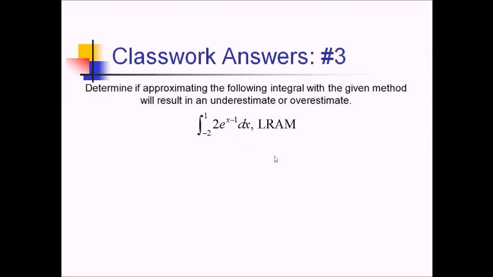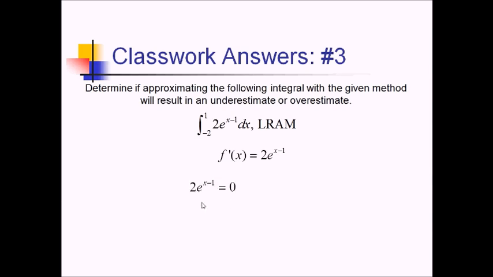For this problem, we're trying to figure out if LRAM will under or overestimate this integral. So to do that, let's figure out if the integrand is an increasing or decreasing function. Taking the derivative of 2e to the x minus 1, we've got 2e to the x minus 1 as the derivative. It's just 2 times e to the something, and we have a tail of an invisible 1 there. So let's set this equal to 0 and see what we can find.